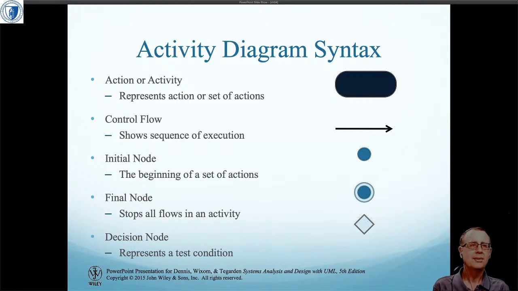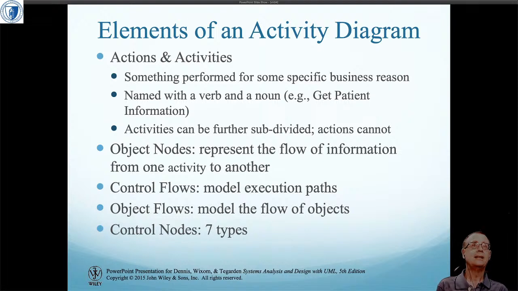These are the parts of the activity diagram. There's the activity, the control flow, which shows the sequence of operation. There's the initial node, which is just a blue dot. There's a final node, which is where everything stops, and that's a blue dot surrounded by a lighter coloured annulus. And there's a decision node. Right? Activities and actions. Sometimes these are performed for a specific business reason. Usually they have a verb and a noun, and activities can potentially be further subdivided, but actions can't.